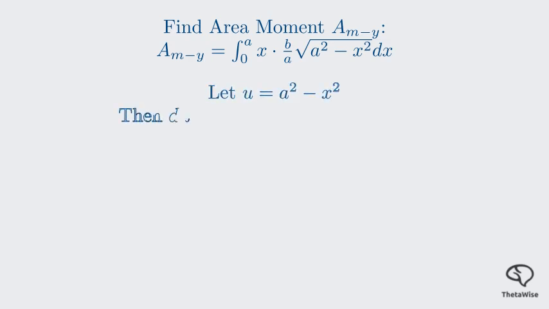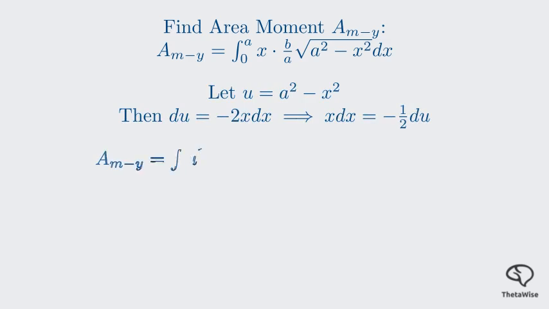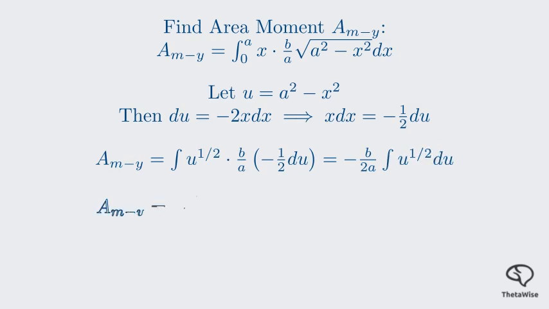Let u equal a squared minus x squared. Then du equals negative 2x dx. This means x dx equals negative 1/2 du. Substituting this into our integral, we get negative b over 2a times the integral of the square root of u du. The integral of u to the power of 1/2 is u to the power of 3/2 divided by 3/2.